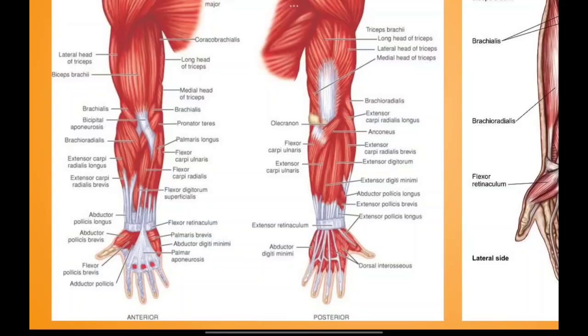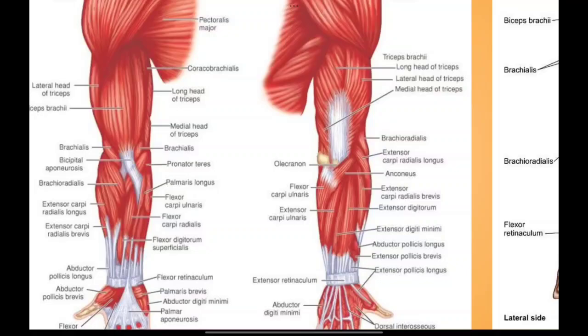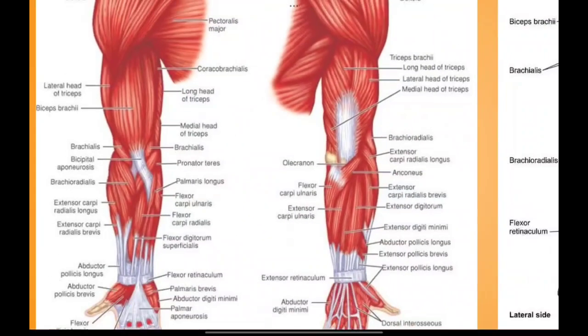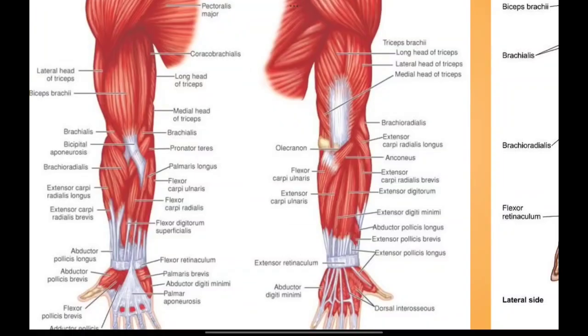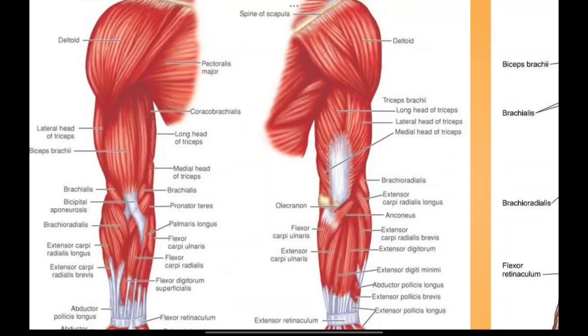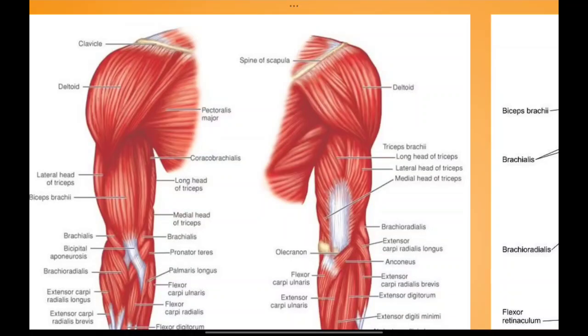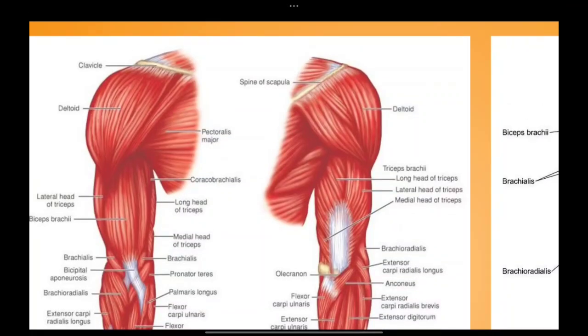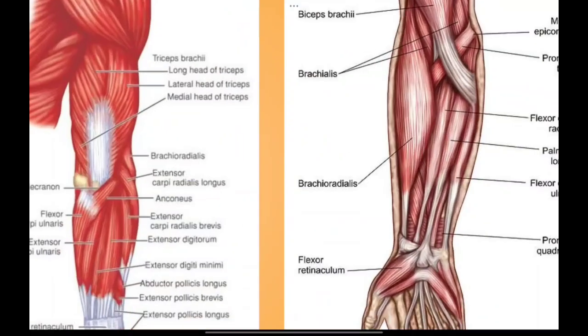So yeah, coracobrachialis, lateral head of triceps, then long head of triceps. You have biceps brachii, brachialis. So that covers the shoulder and arm. Now coming to the forearm.